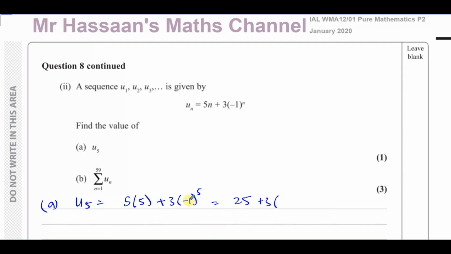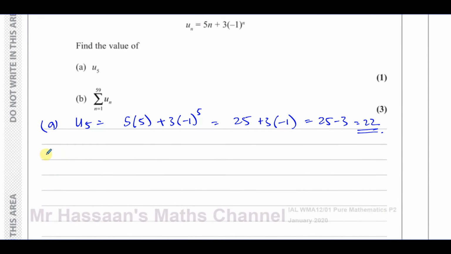Now, when you raise a negative number to an odd power, it becomes negative. You have an odd number of negative numbers multiplied, so there'll be one minus left over when the others are combined to give you positives. So minus 1 to the power of an odd number is just going to be minus 1. If it was an even power, it would become plus 1. So 25 minus 3, which is 22. So there's your answer to part A.